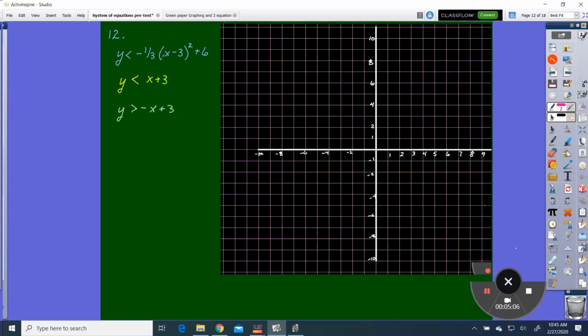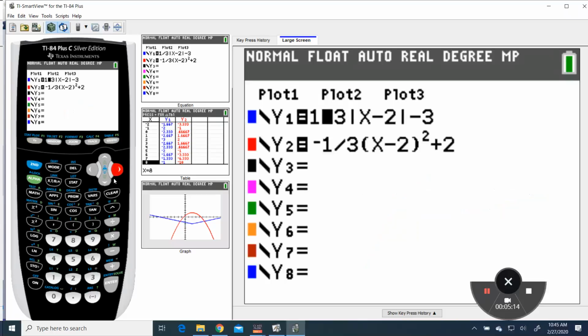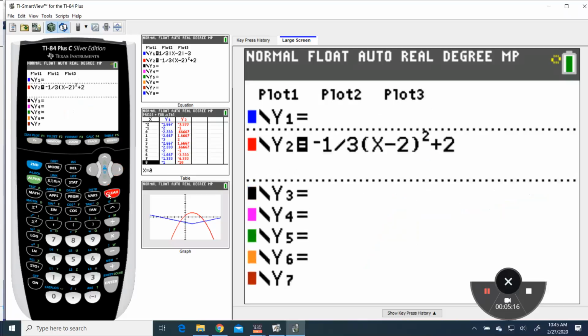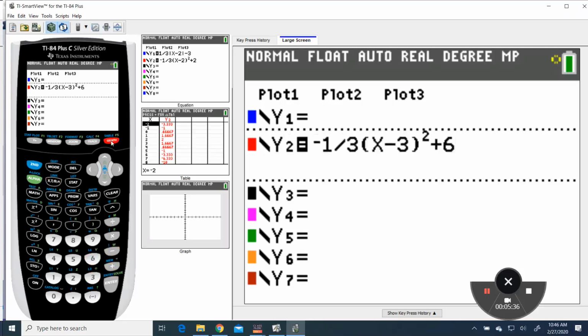Okay, so the next one has three equations. y equals negative 1/3 times (x minus 3) squared plus 6. So I go to my calculator, I go to y equals. I'll show you how to do it by hand as well. Negative 1 divided by 3. So I type that in. Parentheses x minus 3, squared, plus 6. Graph.